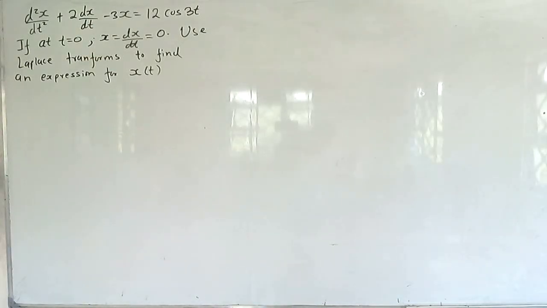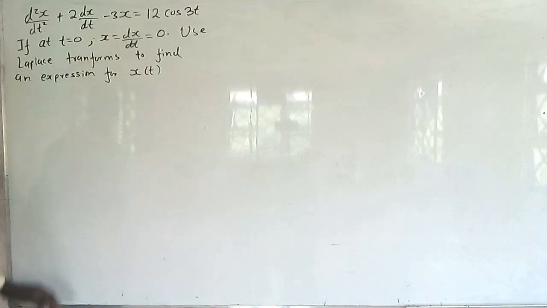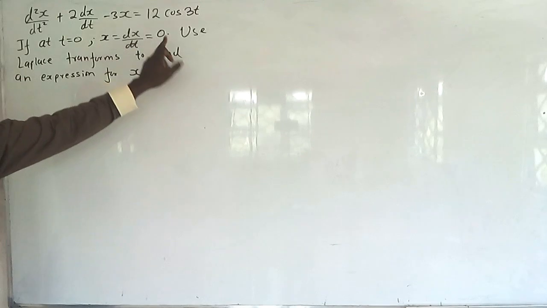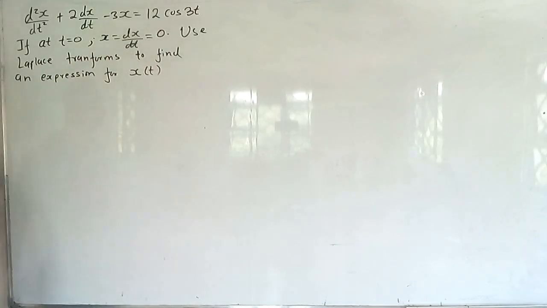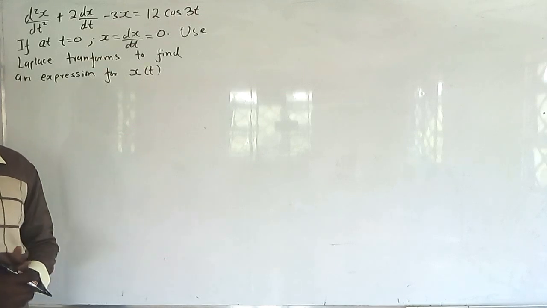You've been told a dynamic system is characterized by a differential equation d squared x over dt squared plus 2 dx over dt minus 3x is equal to 12 cos 3t. If t is equal to 0, x is equal to dx over dt is equal to 0, then use Laplace transforms to find the expression for x of t, isn't it?